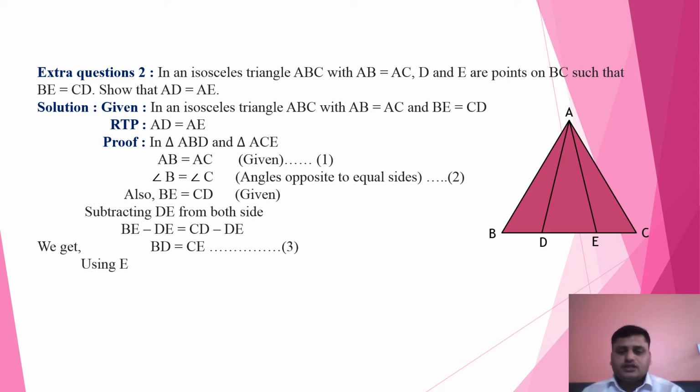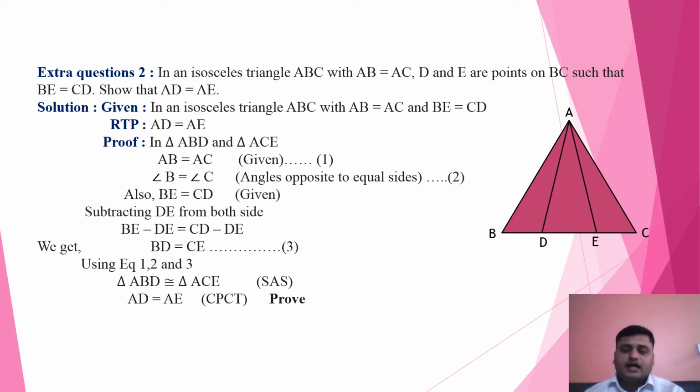So what we can say, using 1, 2 and 3, these two triangles, triangle ABD and triangle ACE, become congruent by side angle side criteria. And if triangles become congruent, then their corresponding sides are equal, that is AD is equal to AE. Okay, now come to next.